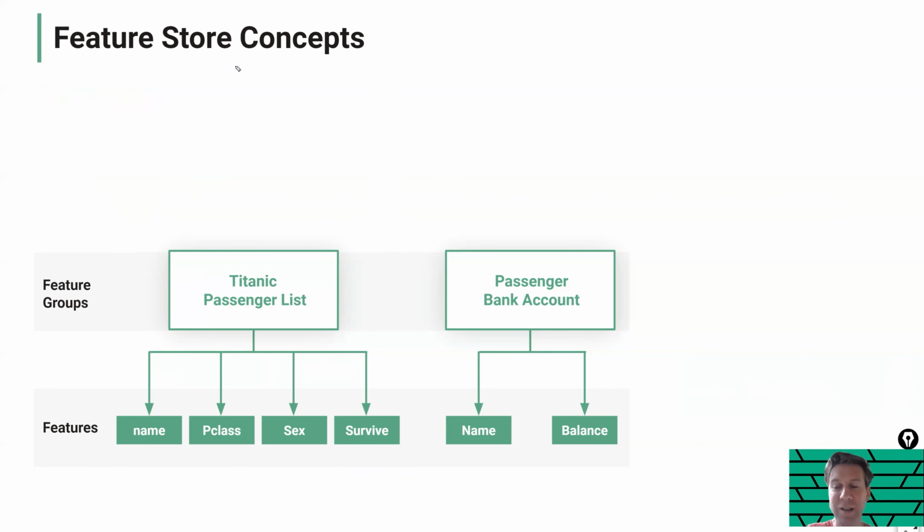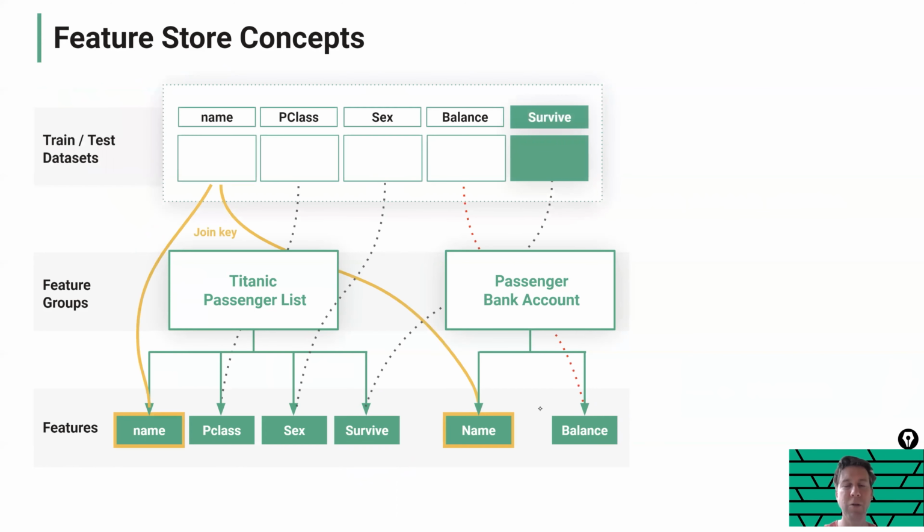Now, in this example that I have here, the passenger bank account refers to the amount of money that the passengers on the Titanic had in their bank accounts when the ship sunk. So a data scientist might come here and say, well, hang on, I'd like to create a new data set that adds this bank balance to the original Titanic passenger list data set, because now I have an extra feature that might help me predict better if this passenger has survived or not on the Titanic.